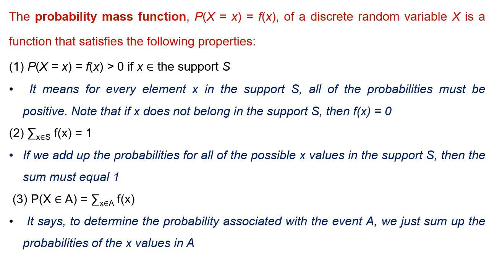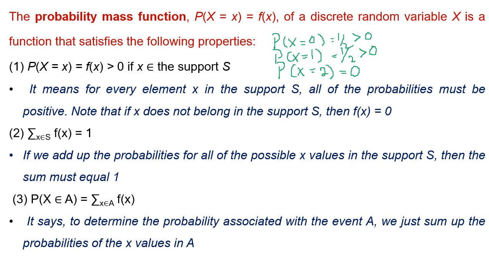For example, in the previous problem, we have taken the case of tossing the coin once, and we found that the probability mass function for X equal to 0 is half, and for X equal to 1, it is half. And you can observe that in both the cases values are positive. If I take any other value which does not belong to sample space, say 2, it should be taken as 0.